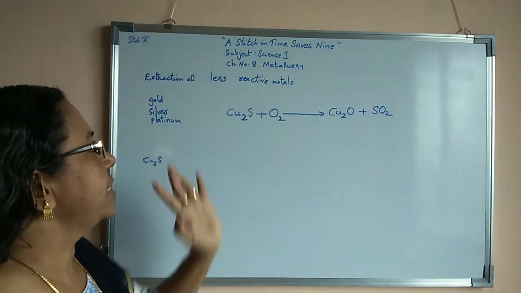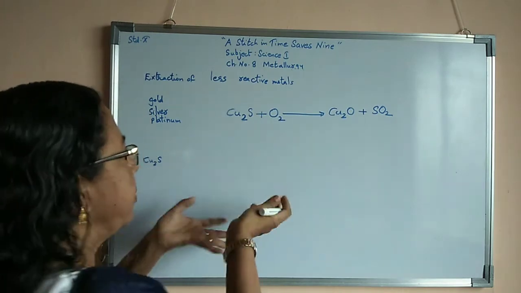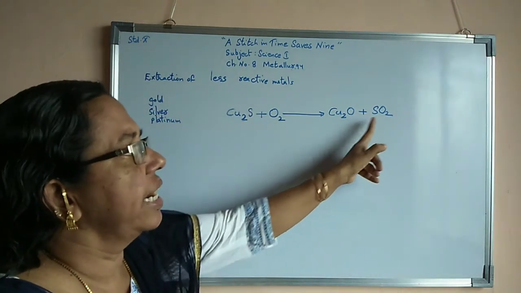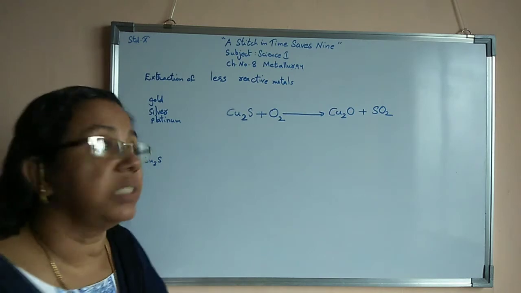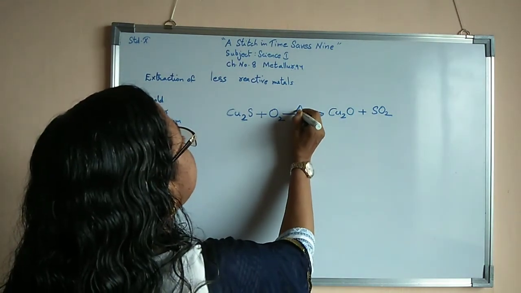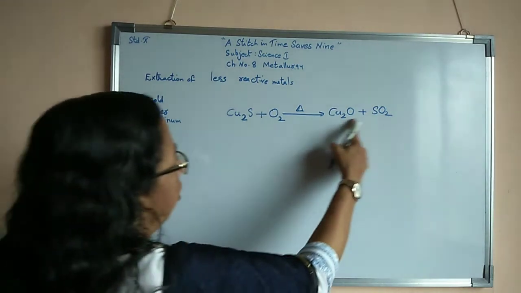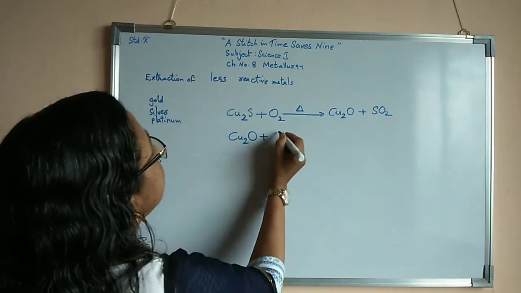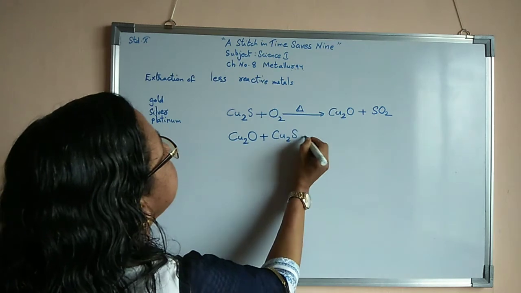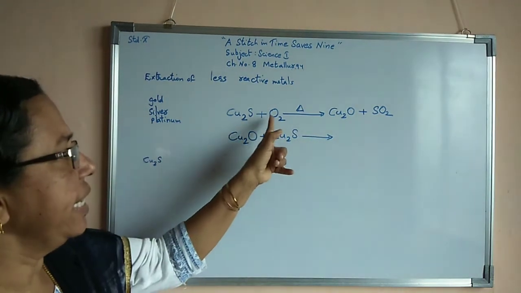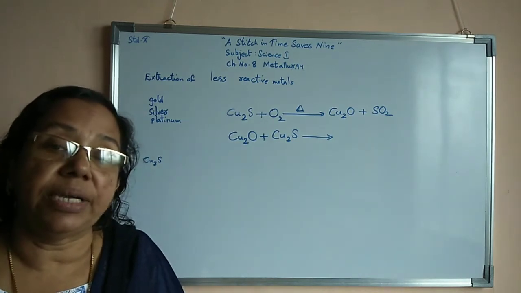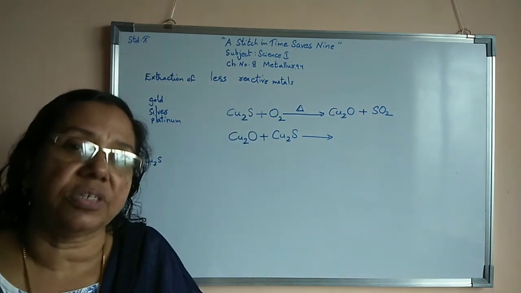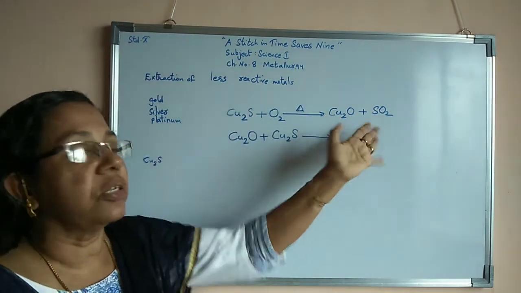So here, cuprous sulfide reacts with oxygen. That means when we heat it, which thing is produced? Cuprous oxide as well as sulfur dioxide is formed. So we have to heat it, then it reacts with the oxygen. Cuprous sulfide heated with the help of oxygen, as and when we heat this, it reacts with oxygen automatically. As a result, cuprous oxide is formed.